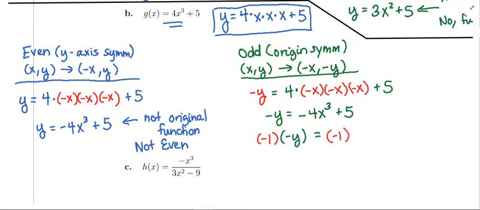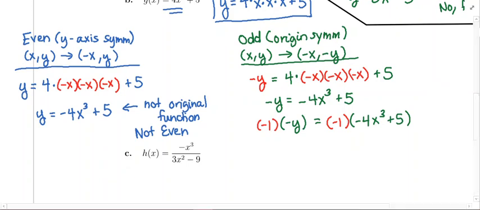Remember, the right side of this function has more than one piece, so we're going to have to distribute that negative sign through. You need parentheses around the negative 4x cubed plus 5. Let's simplify and see what we get. Negative 1 times negative y is going to be positive y. On the right side, we distribute the negative 1. Negative times negative is positive 4x cubed, and then negative times positive is going to be a negative 5. So we have simplified.